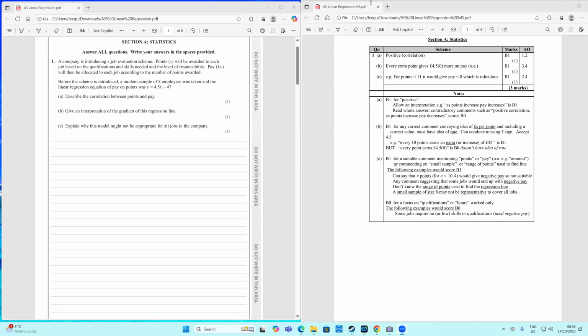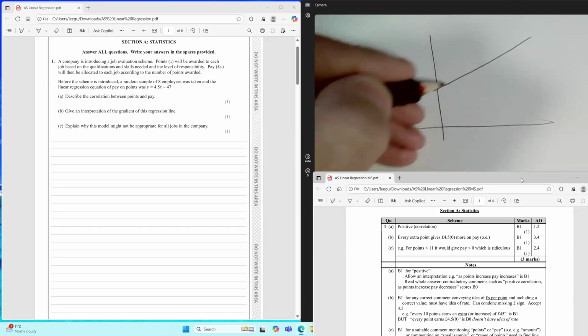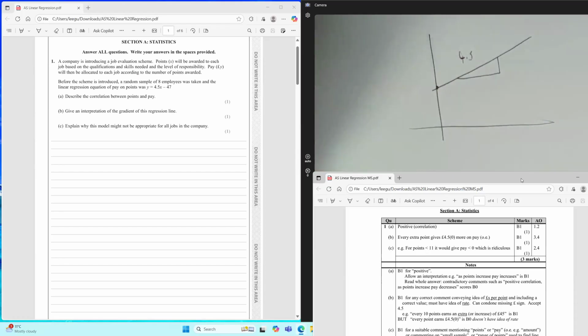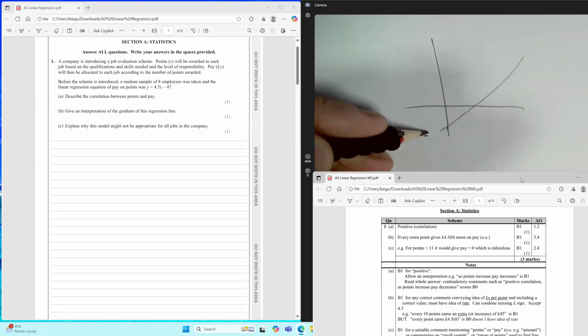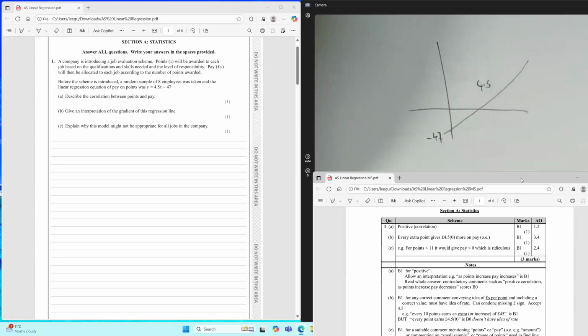Now, you can imagine we've got the mark scheme here for reference, which is going to be helpful to us. But you can imagine this correlation line, if we were to sketch it, is going to have a positive gradient of 4.5 and an intercept of −47. So actually, it's going to be down here. It's going to look something like this: −47 there, and it has a gradient of 4.5. Because it's got a positive gradient, we're going to say it has a positive correlation. So part A, we would just say a positive correlation.